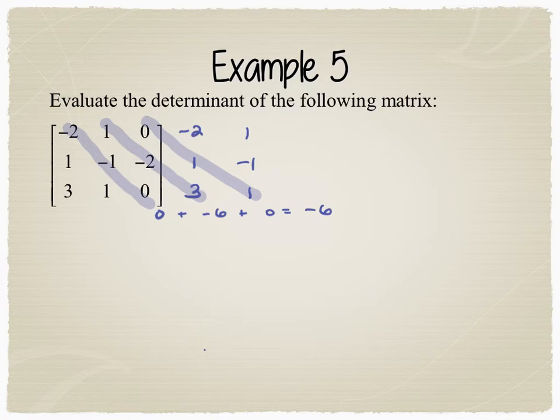So I go top left to bottom right first, just like the Jesus fish. And then we come back and we go the other way. So now I'm going to multiply these three diagonals. 0 times -1 is 0 times 3 is still 0. -2 times -2 is 4 times 1 is 4. And 1 times 1 times 0 is 0. Add those together and I get 4.